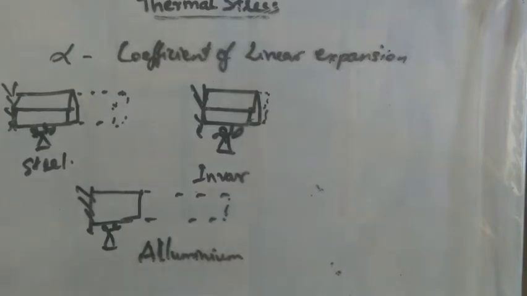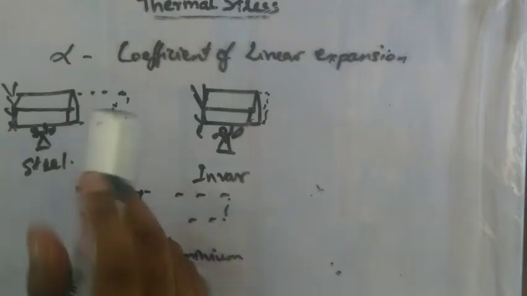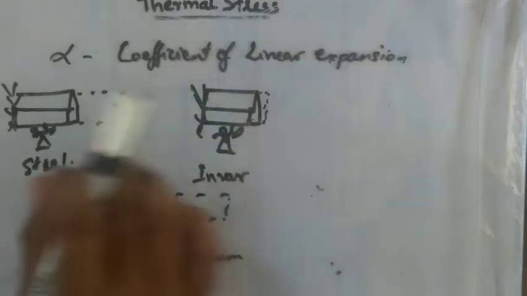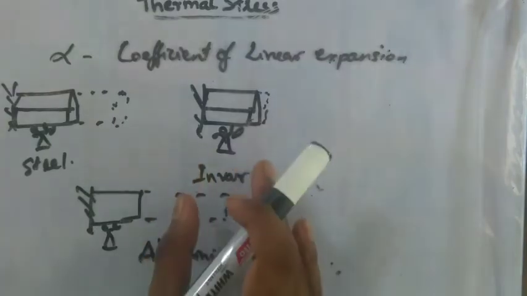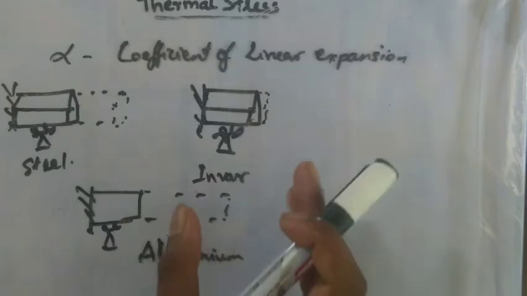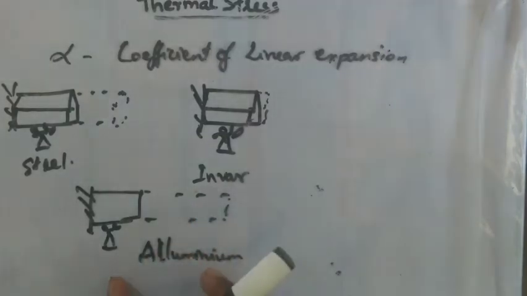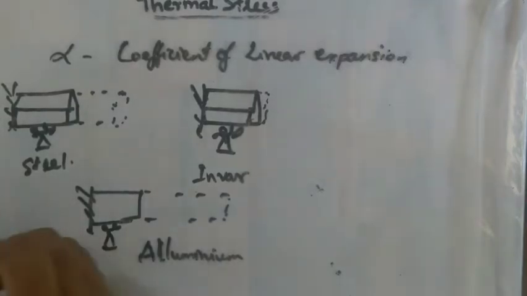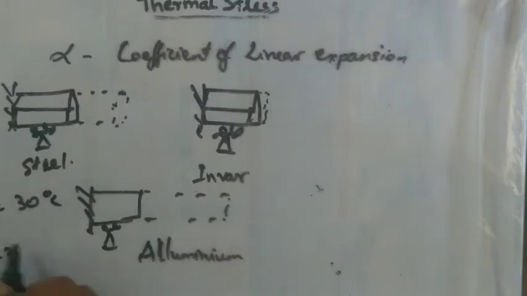Why so? These are all materials, but this is expanding to some extent. This one is expanding a little less than steel. This will be expanding only to some extent, and only in few conditions, with a very high temperature difference. Aluminium, within a small change, say T1 is 30 degrees Celsius and T2 is 90 degrees Celsius, will be expanding to a much larger extent.